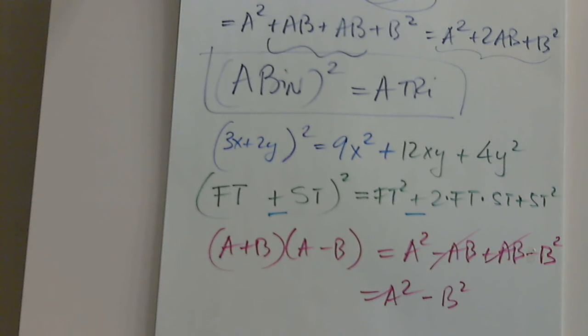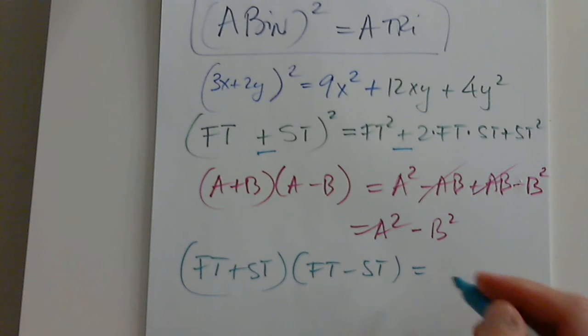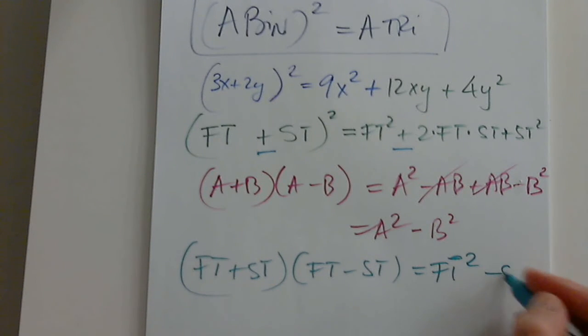So it's a squared minus b squared. So what will be the pattern now? First term plus second term times first term minus second term. The answer would be? First term squared minus second term squared. Excellent, thank you.